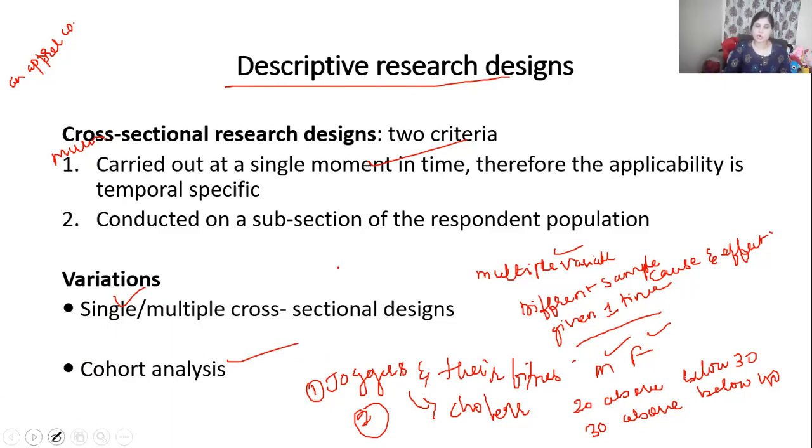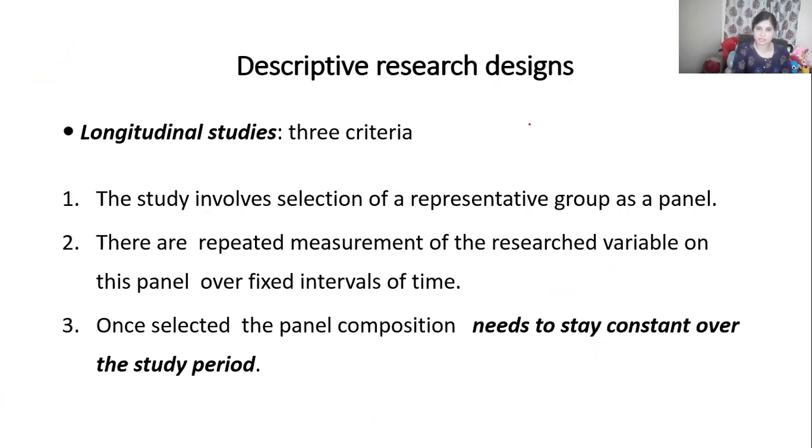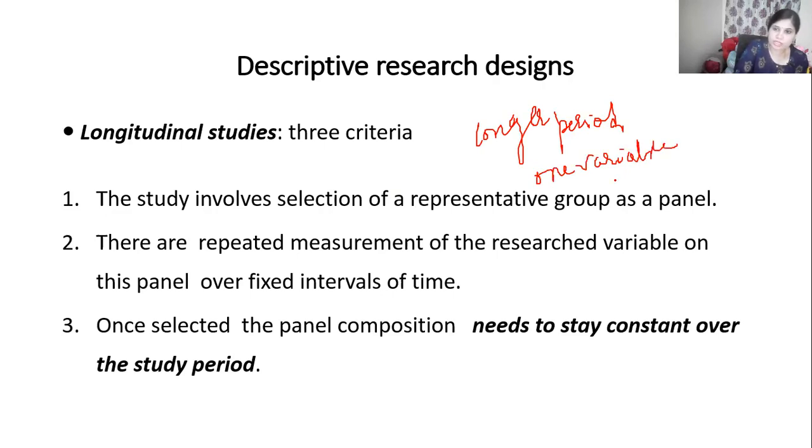Okay, next is the longitudinal study. As the name itself indicates, it is for a longer period. Cross-sectional has only a single point of time, but a longitudinal study is like government research, how we do for the planning commission or census. It is for a longer period of time. It may vary from 5 years to 10 years or more than that. We are not doing it for 1 day or 1 month like that. And here we are going to study only one variable with one set of sample.